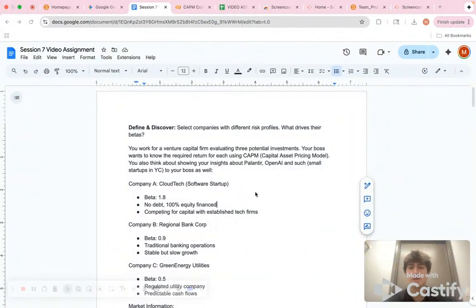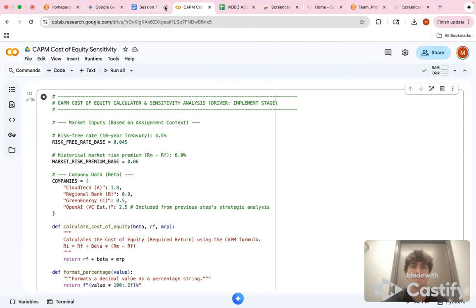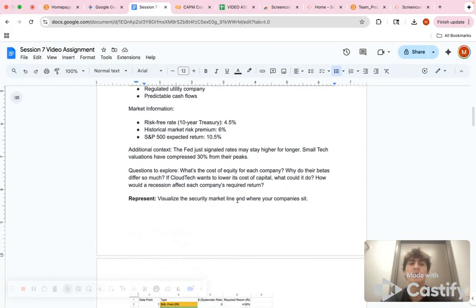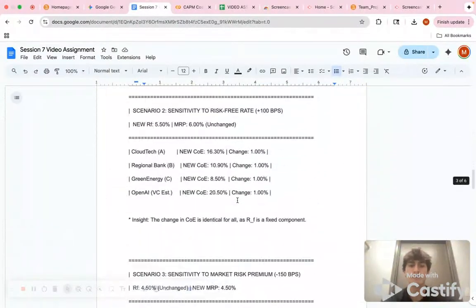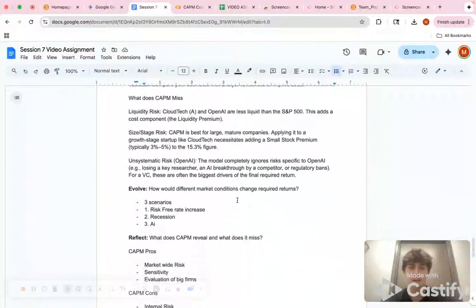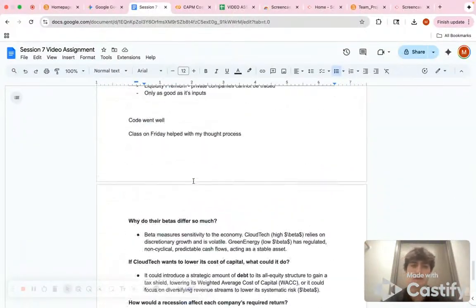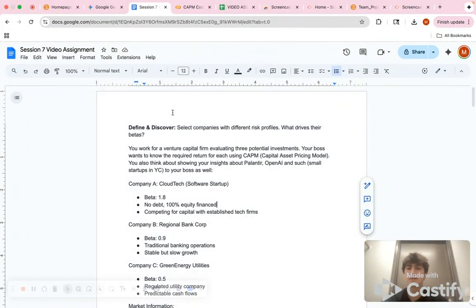Hello, so today we are going to be going over the driver framework with our CAPM cost of equity. So let's start with our driver framework, which is define, represent, implement, validate, evolve, reflect. So this is our doc for the day, and we're just going to be going off of that. So let's start with our first D, which is define and discover.